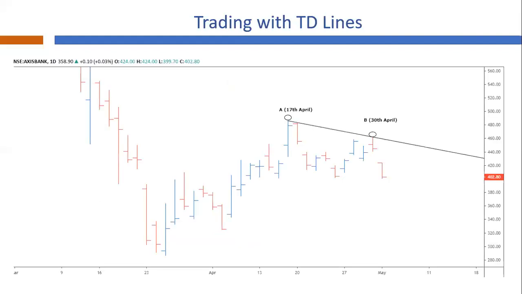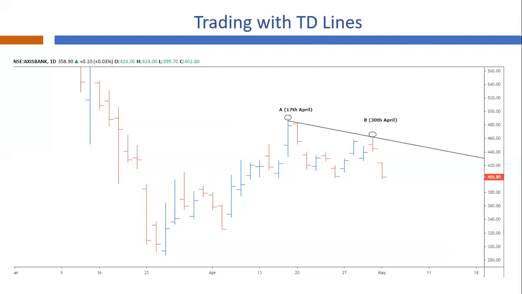Let's view the same on the chart. This is a daily chart of Axis Bank. I have marked a couple of TD supply points, namely point B dated 30th April 2020 and point A dated 17th April 2020. Once TD supply point B is identified, we start looking for the most recent TD supply point in the past. The same is identified at point A. Then we start drawing a trend line from point B and extend the same till point A, and we have a TD supply line. Remember, a TD line, that is a TD demand line or a TD supply line, can be connected with 2 points only.